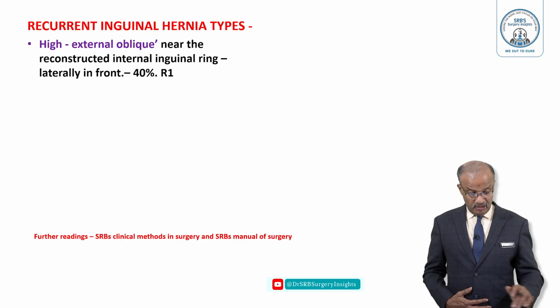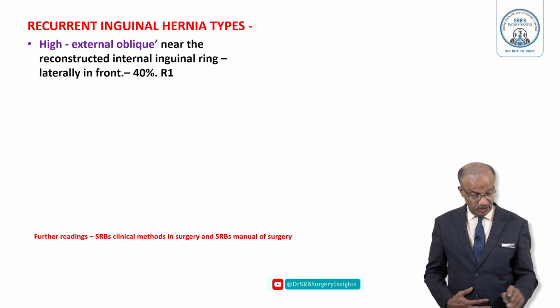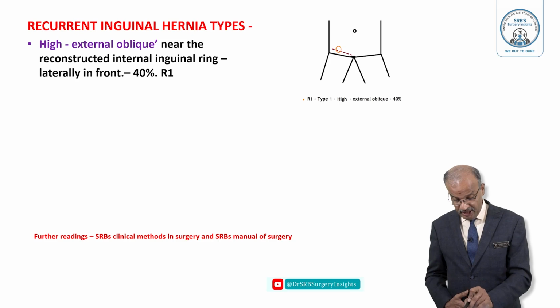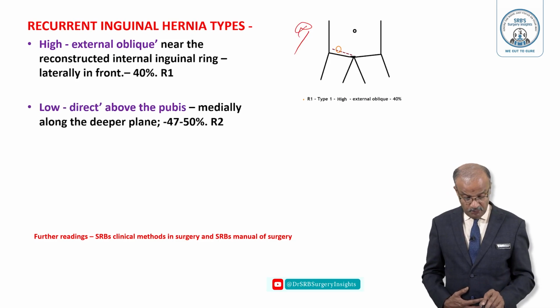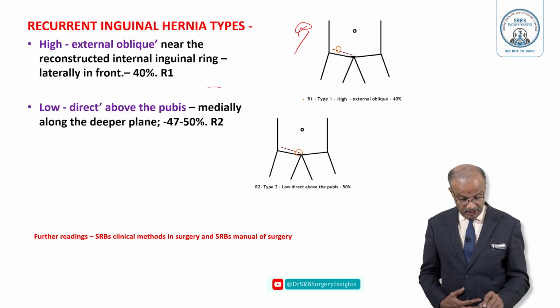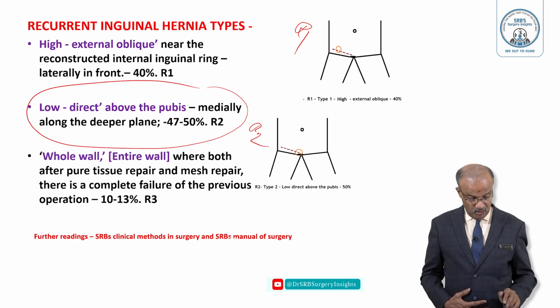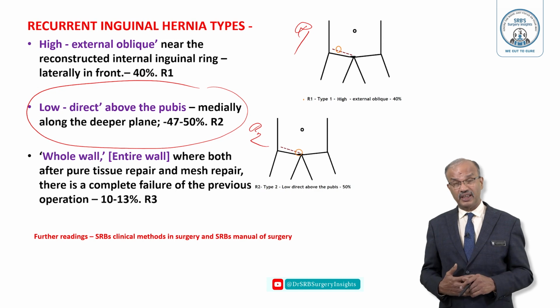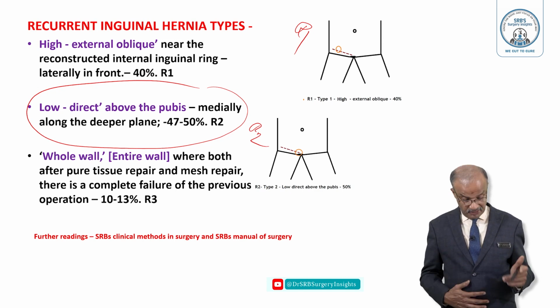So high external oblique, near this, R1. R1 is high external oblique in front. I already told you 40% common. So this is how exactly R1 occurs. Low direct above the pubis medially. This is most common. Medial is the most common, I already told. Direct above the pubis. This is R2. This is the area of R2. And the whole wall, entire wall, I said it's R3. Big area, groin area, irreducible, complications and so on.